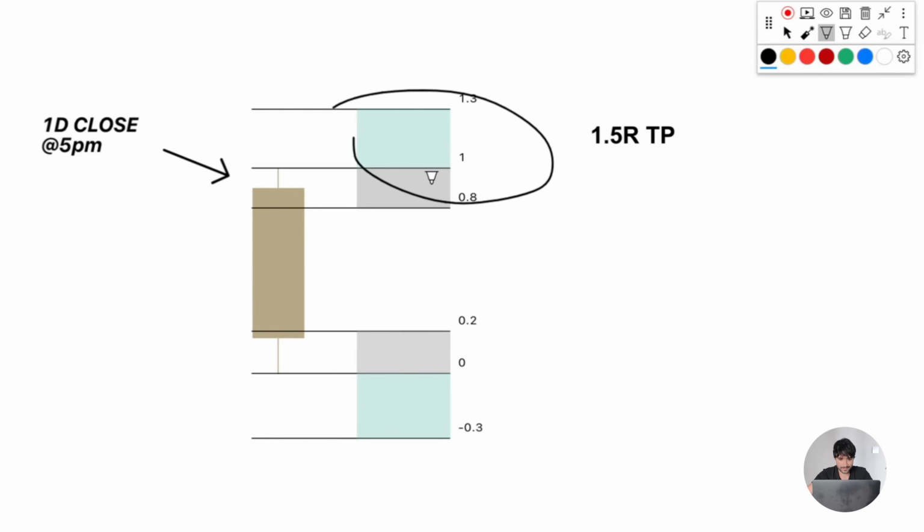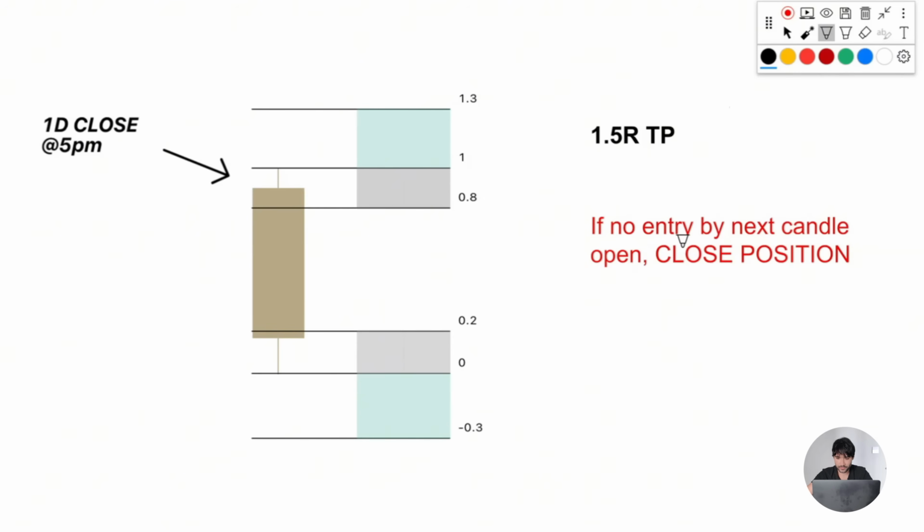With the long and sell position here, it is going to be a profit of 1.5R. Another important rule is if there's no entry by the next candle, we are closing our positions. So if we get through all the next candle's data and there's simply no entry at the buy or the sell, we are closing the position and waiting for the next daily close.